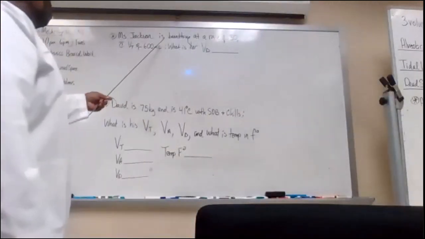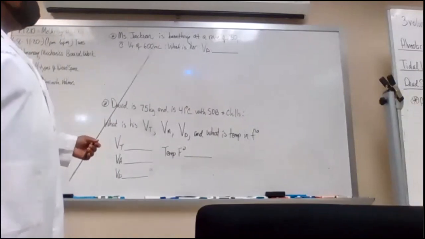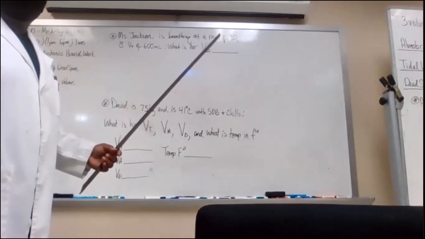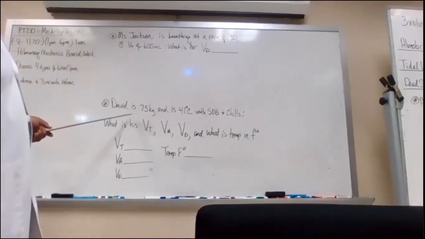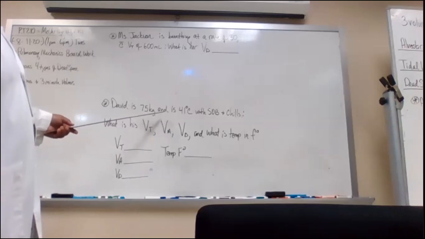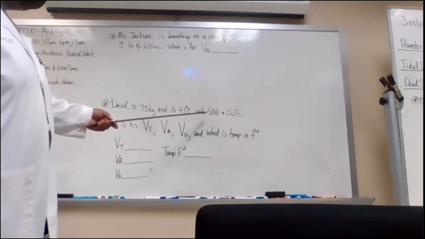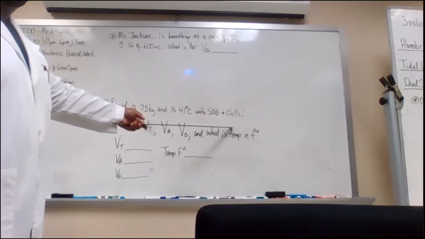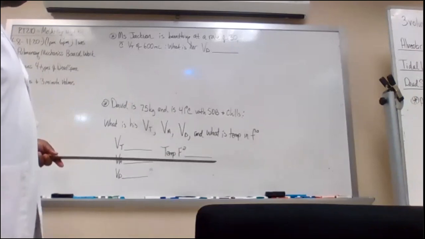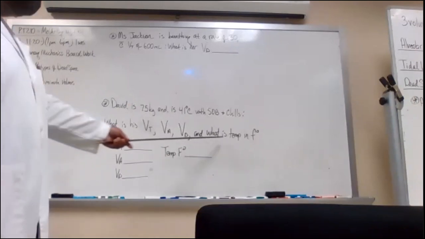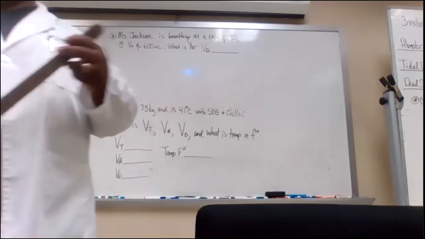So Miss Jackson is breathing at a rate of 30 breaths per minute. She has a tidal volume of 600 mL. What is her dead space volume? Right, that's number 1. Number 2 says David is 75 kilograms and has a temperature of 41 degrees Celsius. He's short of breath and he has the chills. What is his tidal volume? What is his alveolar volume? What is his dead space volume? And then tell me what his temperature is in Fahrenheit. Pull out what you need.